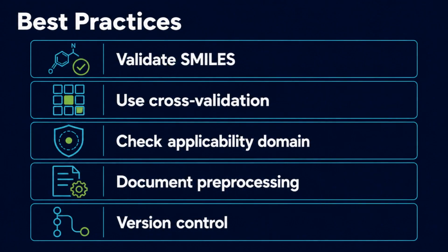Best practices for drug discovery ML include: always validate SMILES before processing, use cross-validation for robust model evaluation, check applicability domain for predictions, document your preprocessing steps for reproducibility, and version control your code and data. These practices ensure your models are reliable and reproducible.